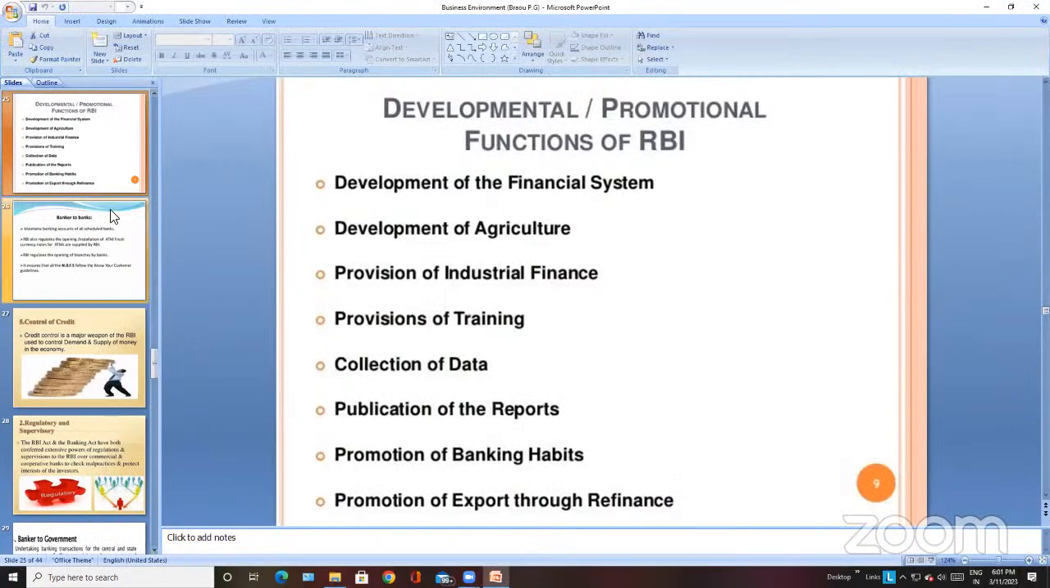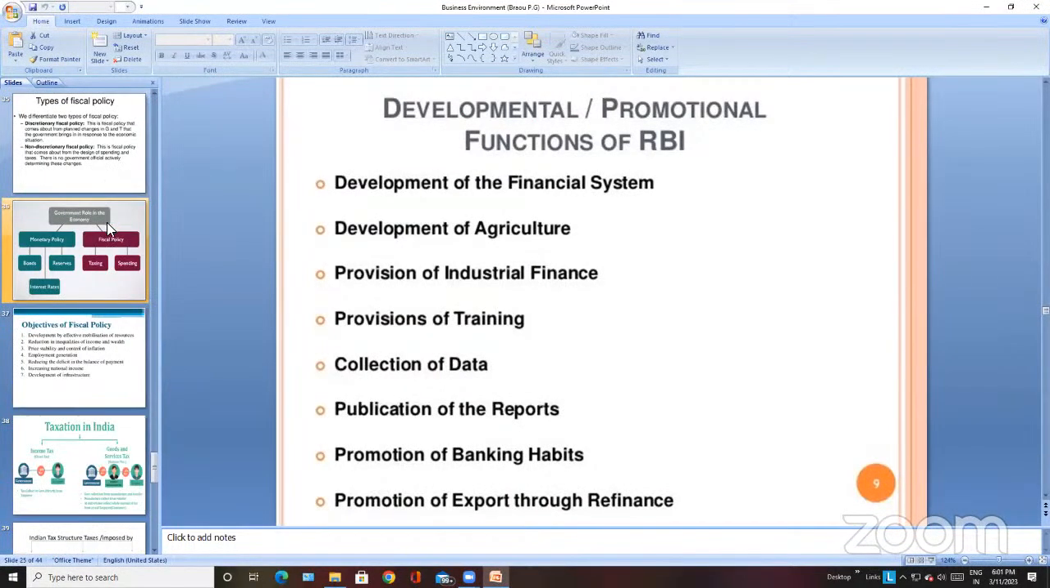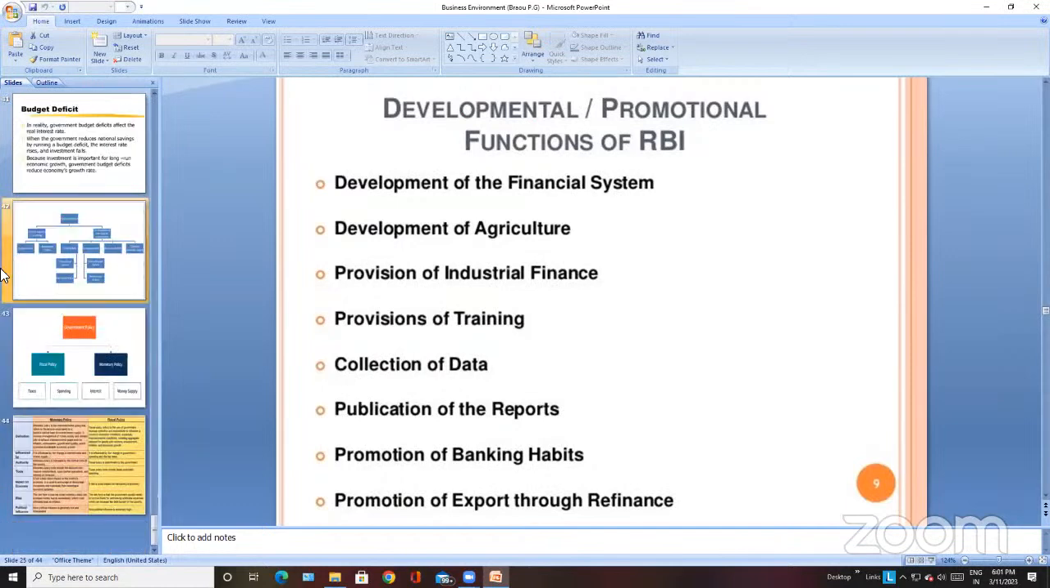So tomorrow we'll be taking the development functions of RBI. Any doubts, ma'am? No, ma'am. Yes, ma'am, all the notes you took as screenshots, you have to copy completely. Just take them and copy in your books. Okay. Okay, ma'am. We'll see tomorrow. Okay, ma'am. Thank you.